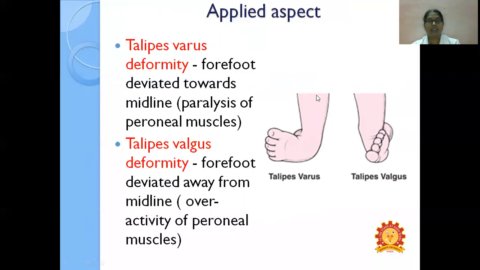You see in this picture, this is talipes varus and this is talipes valgus. What happened to the forefoot here? It is deviated away from the midline. This is because of overactivity or spasm of the peroneal muscles. So one is talipes varus deformity due to paralysis of the peroneal muscles, and the other is talipes valgus deformity, due to overactivity of the peroneal muscles. This is how a talipes varus foot and a talipes valgus foot appear.